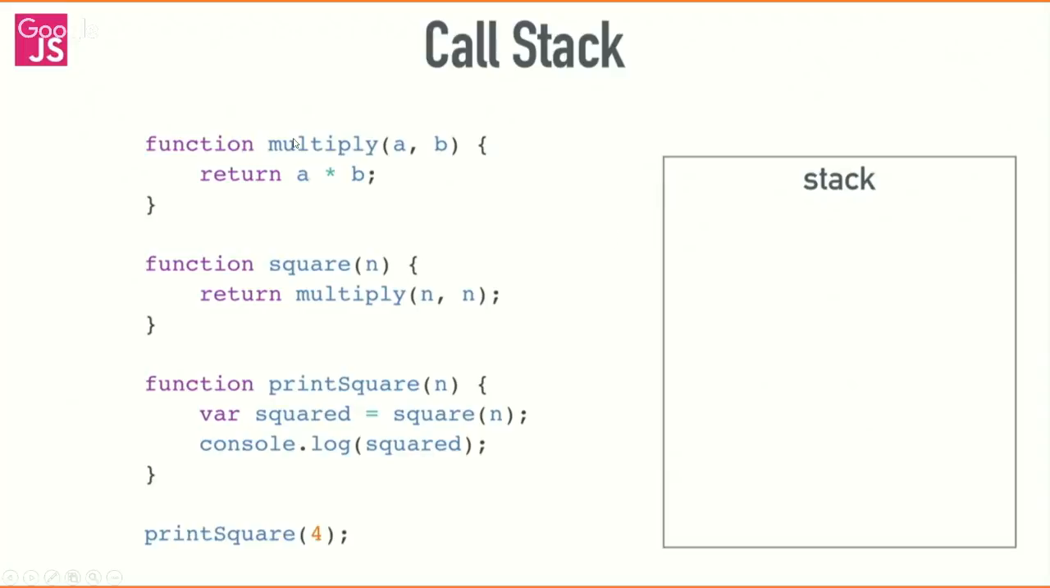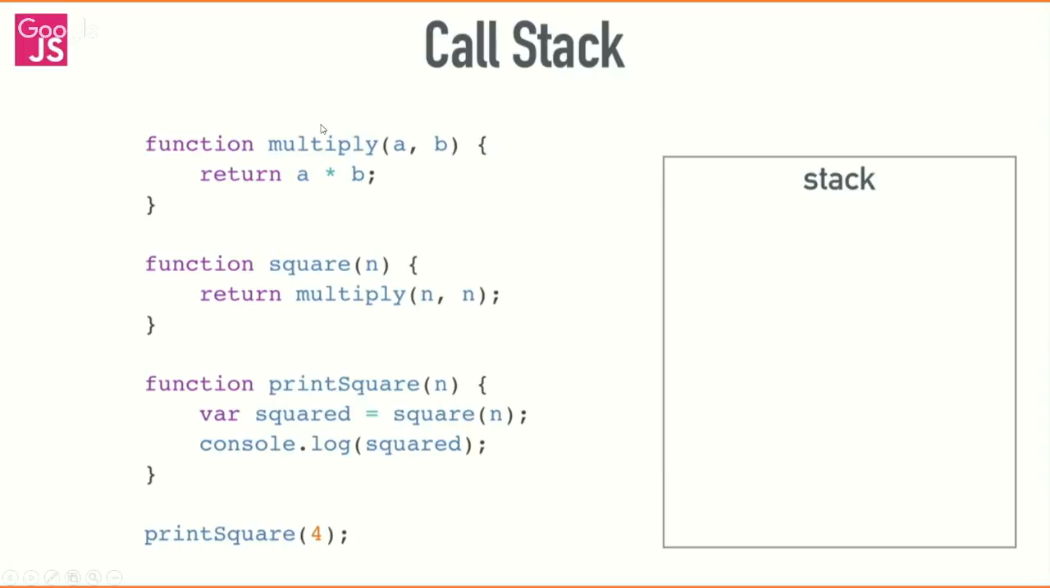And once we call this multiply function with 4 here, notice that the 4 gets passed first on print square, then on square, and the multiply function is called with 4 as the A argument and 4 as the B argument, so it returns 4 by 4, which is 16. So now this function multiply returns, and we can remove it from the call stack. So now on the stack there are only square and print square.